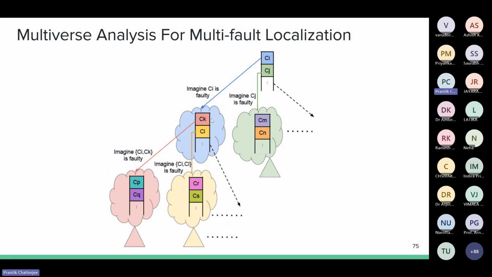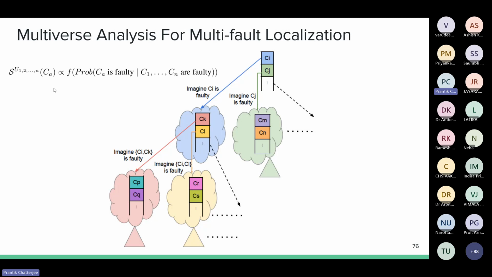Now, you need not stop at the first level. You can continue growing this multiverse tree. So in this universe, you had imagined CI is the faulty component. CK and CL came out on top. From this universe, again, you can imagine that this topmost CK is now the faulty component, and you again simulate this repair and rerun process. Now CP and CQ become the topmost buggy components, and you can continue spawning universes for each of these universes again. So now this becomes your multiverse tree.